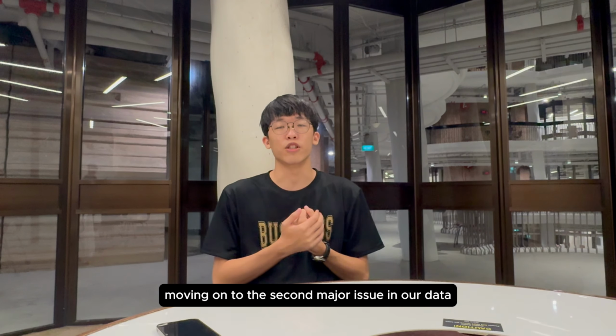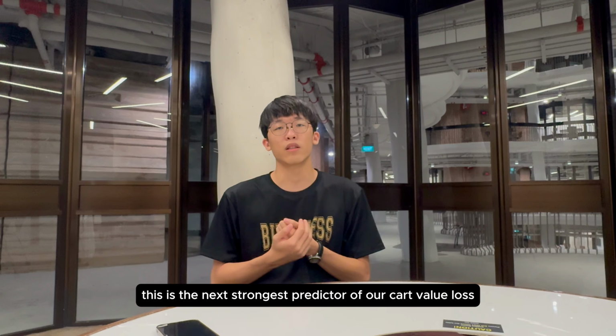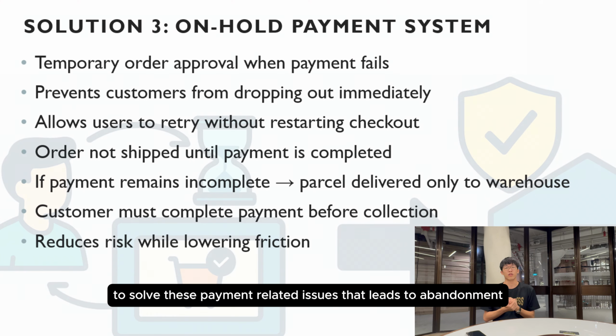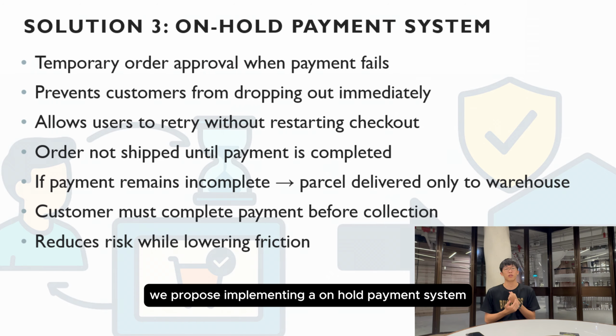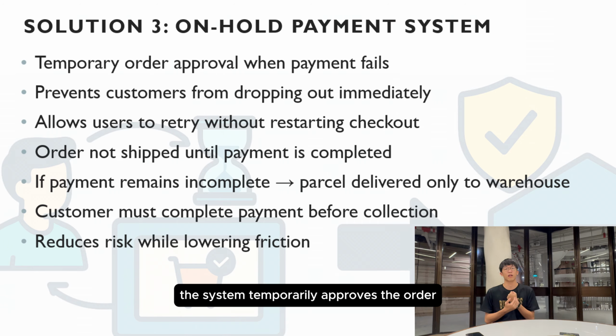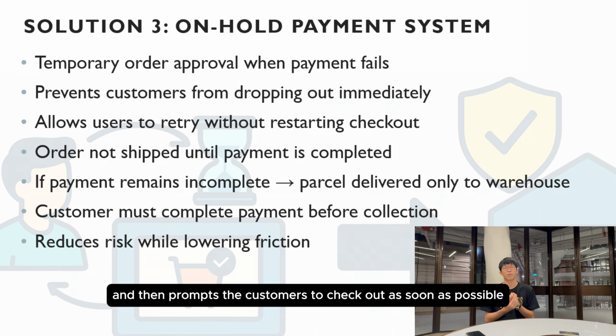Moving on to the second major issue in our data, payment failures. This is the next strongest predictor of our cart value loss. To solve these payment-related issues that lead to abandonment, we propose implementing an on-hold payment system where, if a payment fails, instead of cancelling the order immediately, the system temporarily approves the order and then prompts the customer to check out as soon as possible.